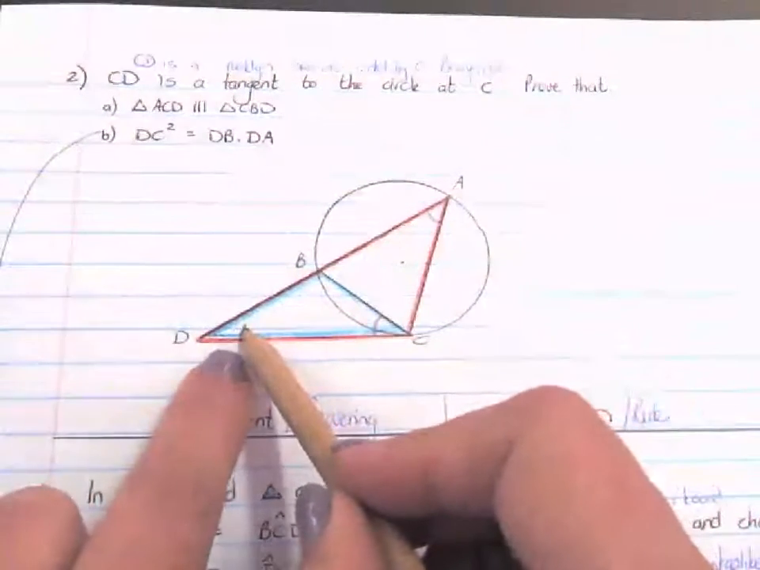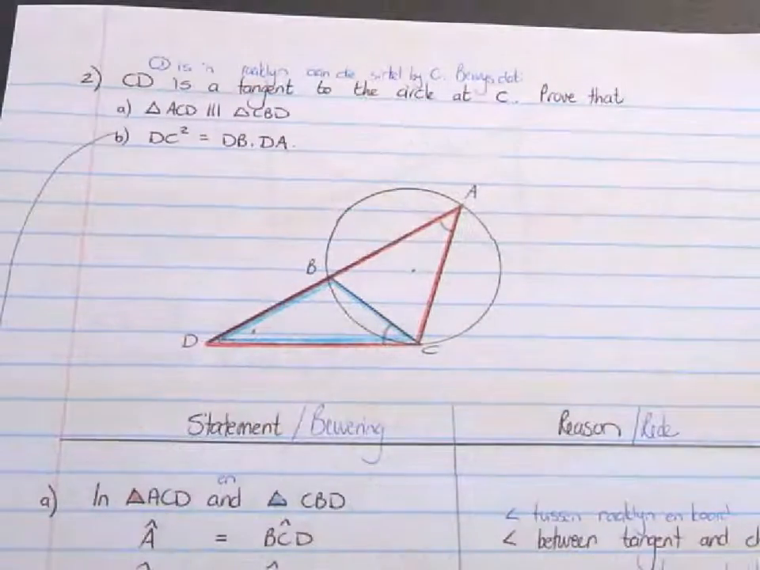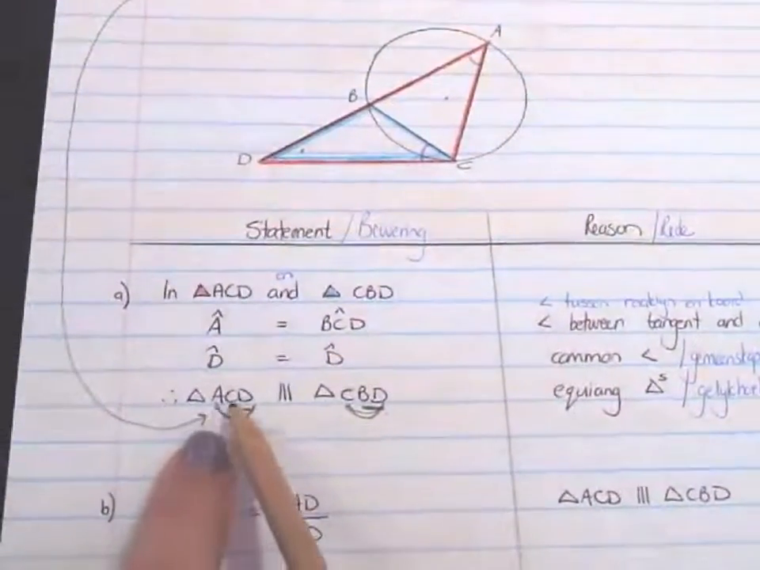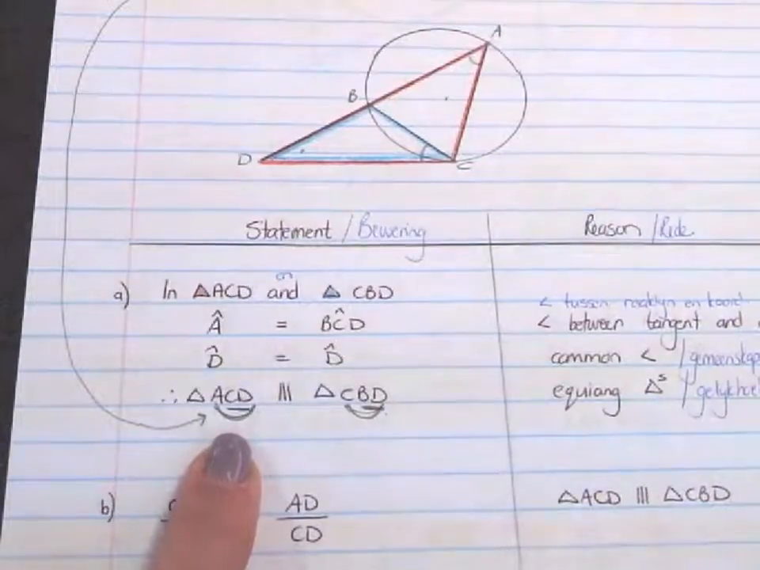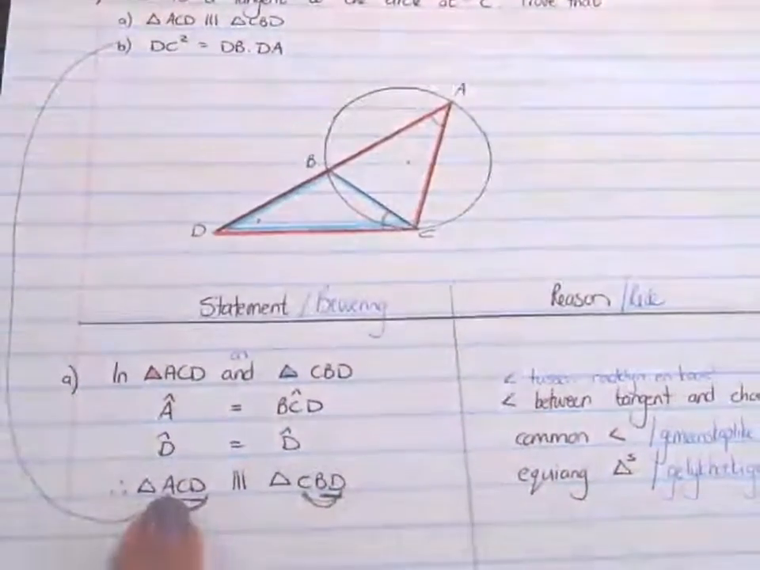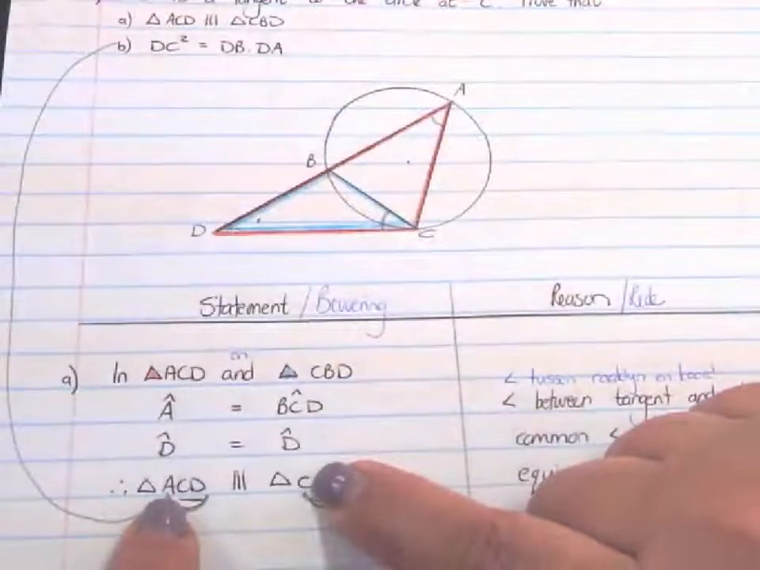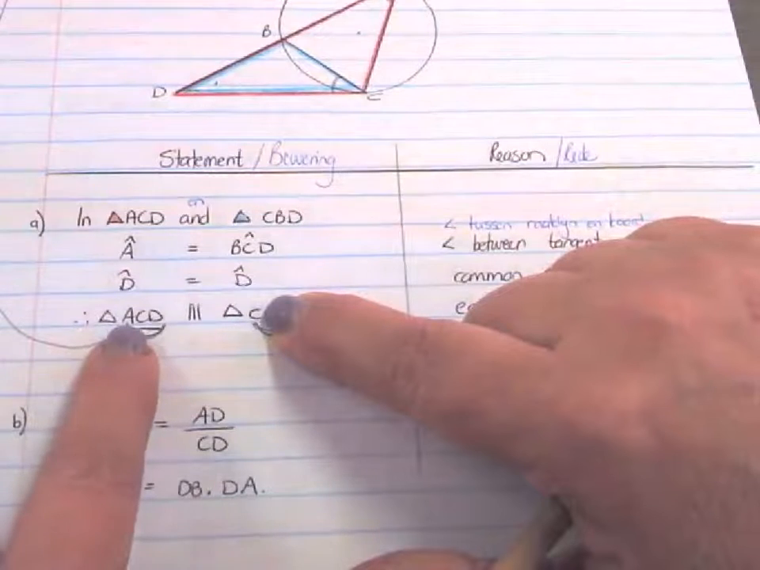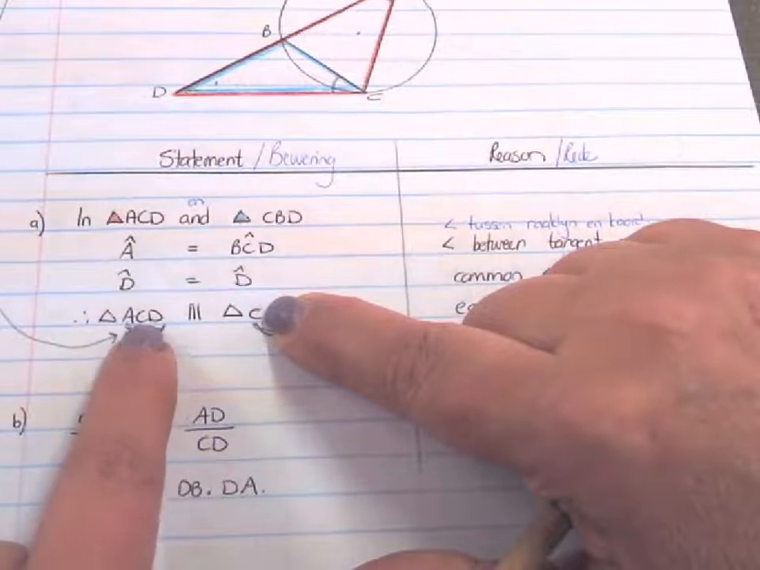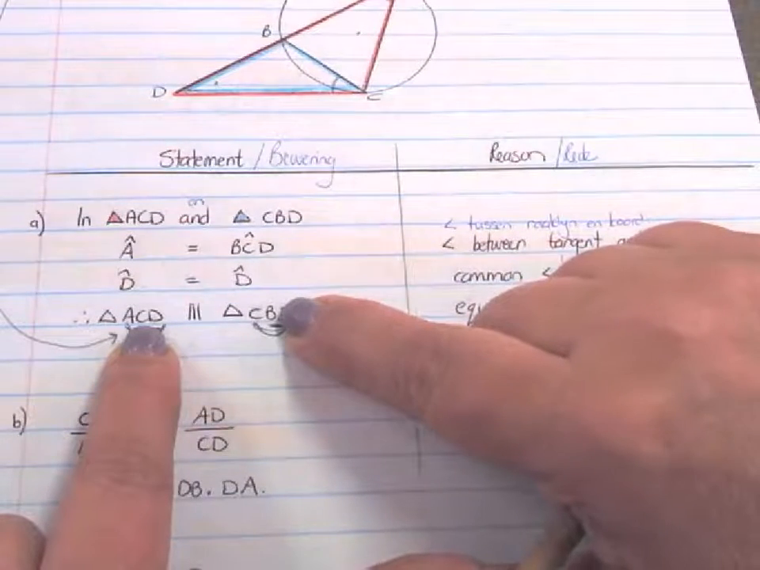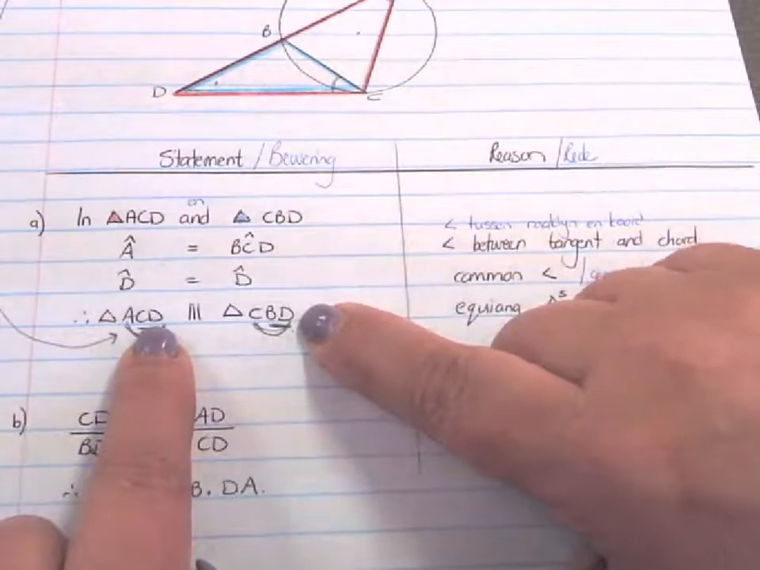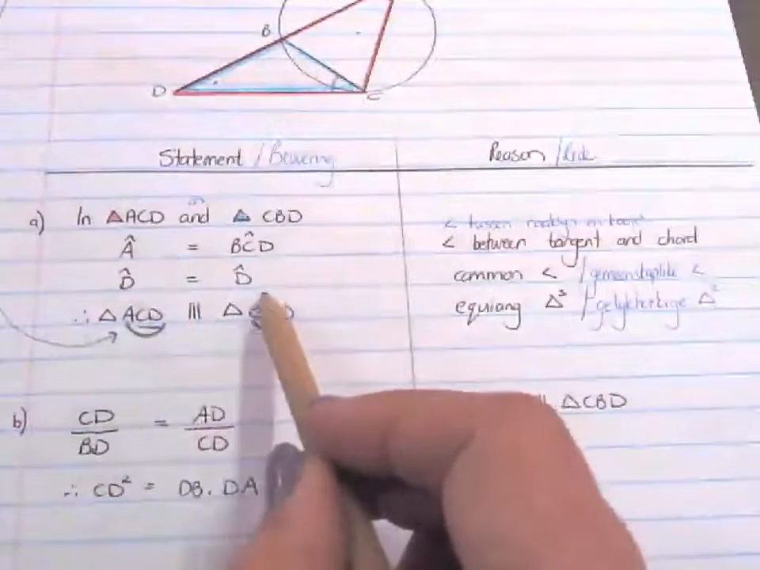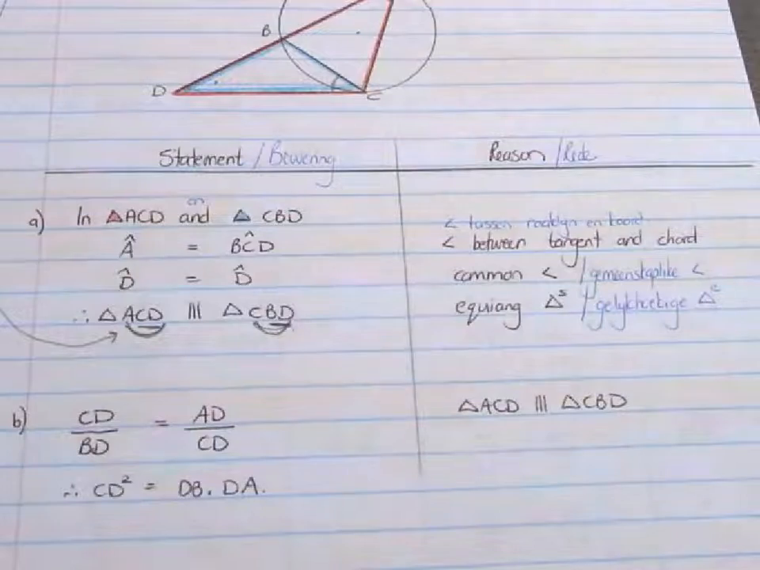Angle D in the blue is the same as angle D in the red. And now I have two angles, so the third one is by definition equal. Therefore, triangle ACD is similar to triangle CBD. Now what's important when you prove similarity? Angle A in this triangle must correspond to the angle that's equal to it. So A is the same as C in the other triangle. Angle C in the red one is the same as angle B in the blue one. And angle D in the red one is the same as angle D in the blue one. So it's very important that these angles are in the same order as they are equal.